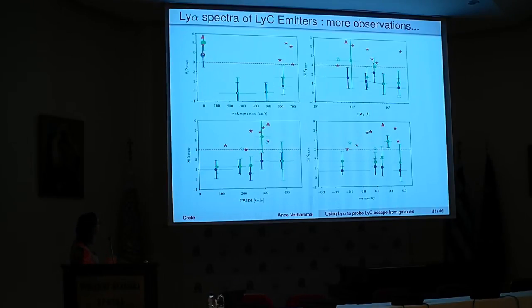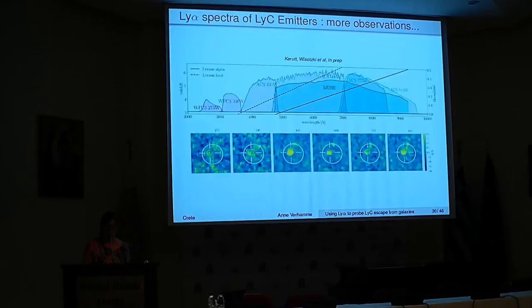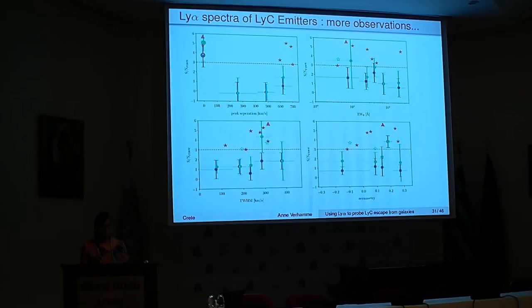And in particular, the peak separation does not, so these are the individual detections, the orange stars, and these are stacks. And we seem to have some detections with broad peak separation. But we discussed with experts of UV data that maybe some of our detections have to be confirmed. This is work in progress. But it may be more complicated than what we see in the local universe.